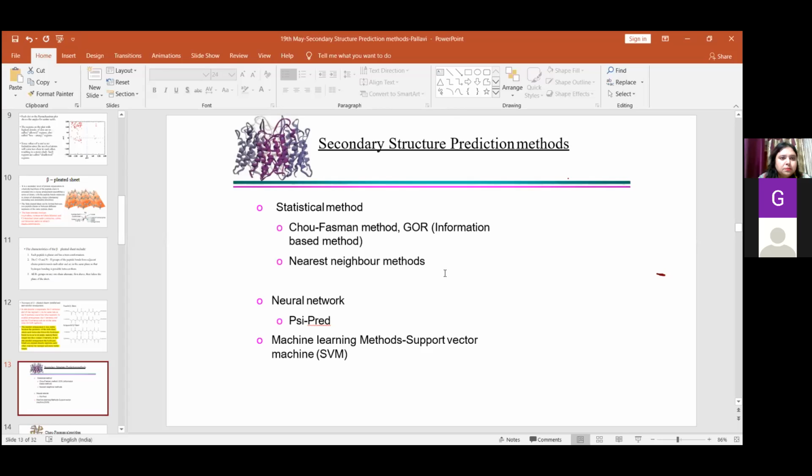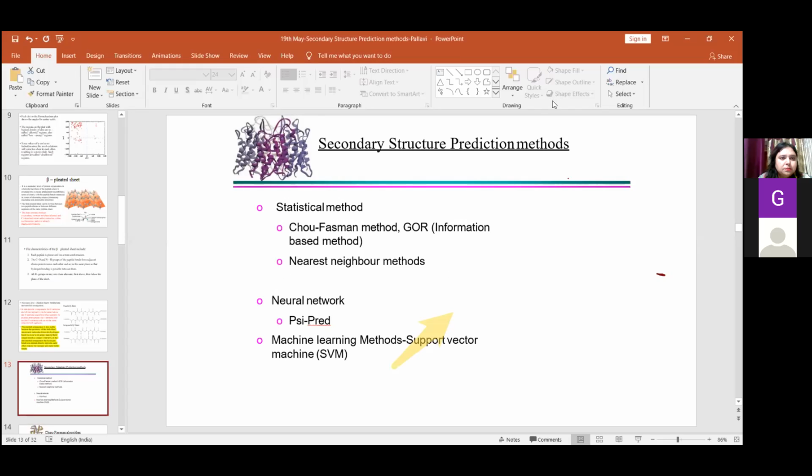Then we have homology based methods, which is the nearest neighbor method, as I have shown you here. Apart from that, we use neural network based methods, artificial neural networks, and machine learning based methods, support vector machine based methods. Mainly I will talk about statistical methods and neural network based methods in my slides. So you should know that if we want to predict the secondary structure of proteins, we can go for Chou-Fasman, GOR, the nearest neighbor method, or neural network or machine learning methods using support vector machines or ANN.